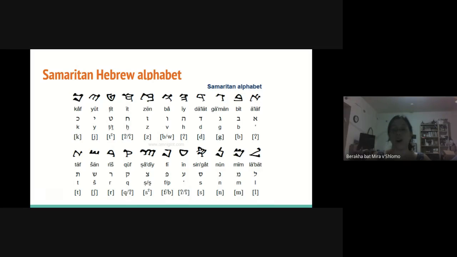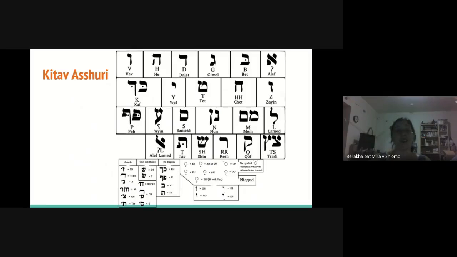Below it, of course, are modern Hebrew block script, Kitav Ashuri, and below that, English letters with phonetic value. So if you would like to learn this chart, that is more than possible for any English speaker, if you so desire. Last but certainly not least, this is Kitav Ashuri.